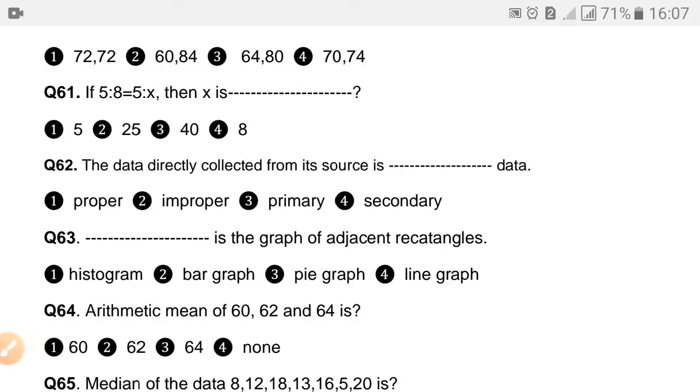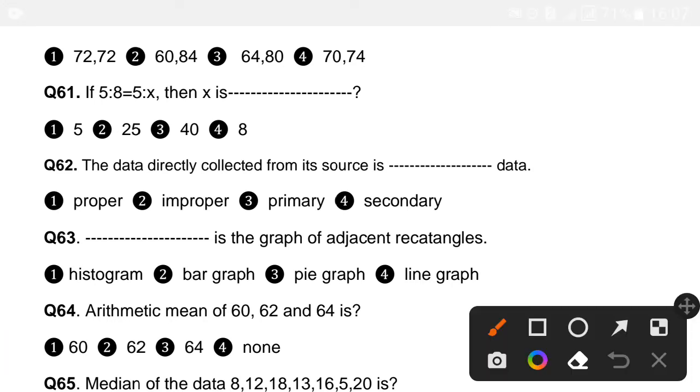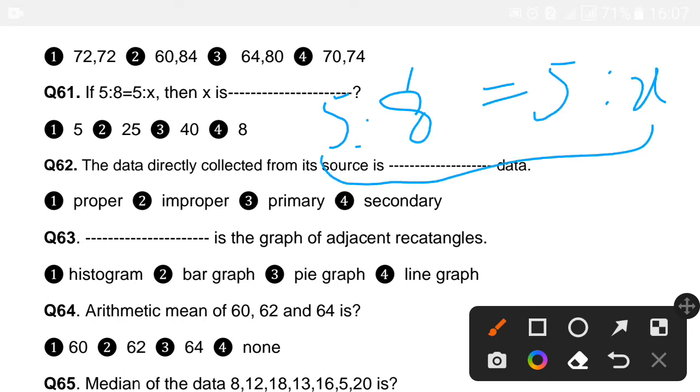Hello. Now we have to start from question number 61, as we already covered the first 60 questions of this course. Question number 61 is, if 5 ratio 8 equals 5 ratio x, then what is the value of x? This is simply a proportion problem. We know that the product of means equals the product of extremes.